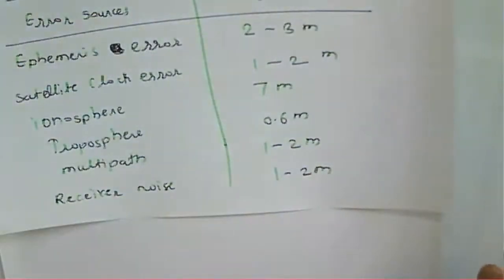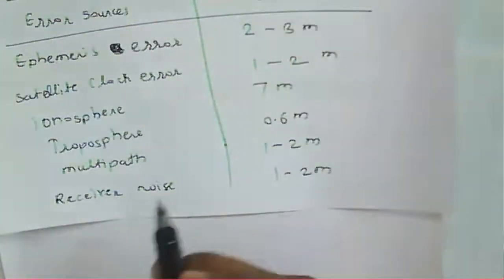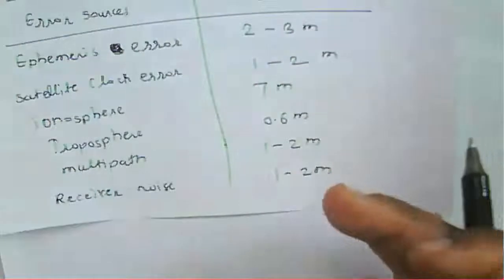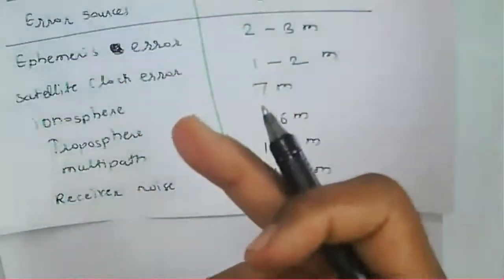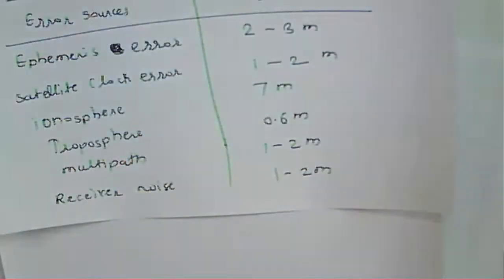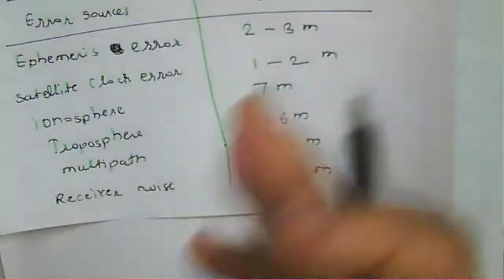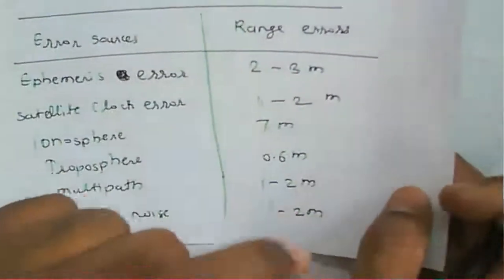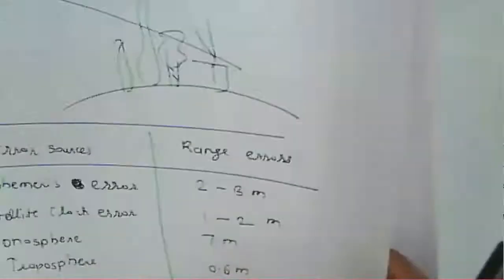So that is about the receiver noise because of the position of the receiver toward the satellite, meaning the satellite observation geometry at the receiver. So that's why there will be error. So there may be variation in the range, and that is called a range error.